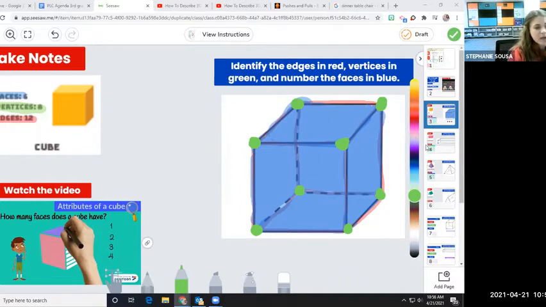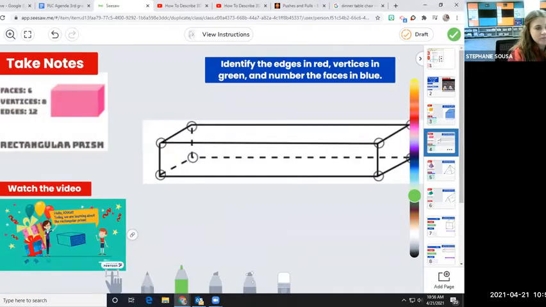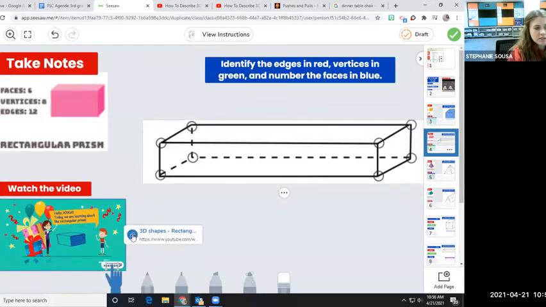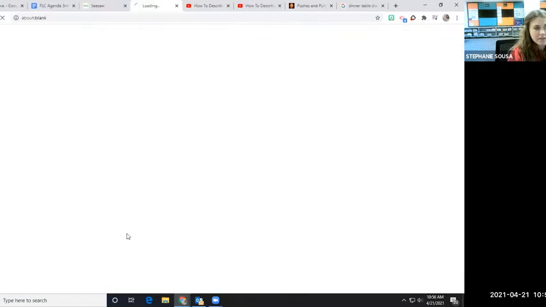Okay, let's take a look at slide 4. Slide 4 has a video for us to watch first. I want us to take a look at faces, edges, and vertices so we can get them in our mind.